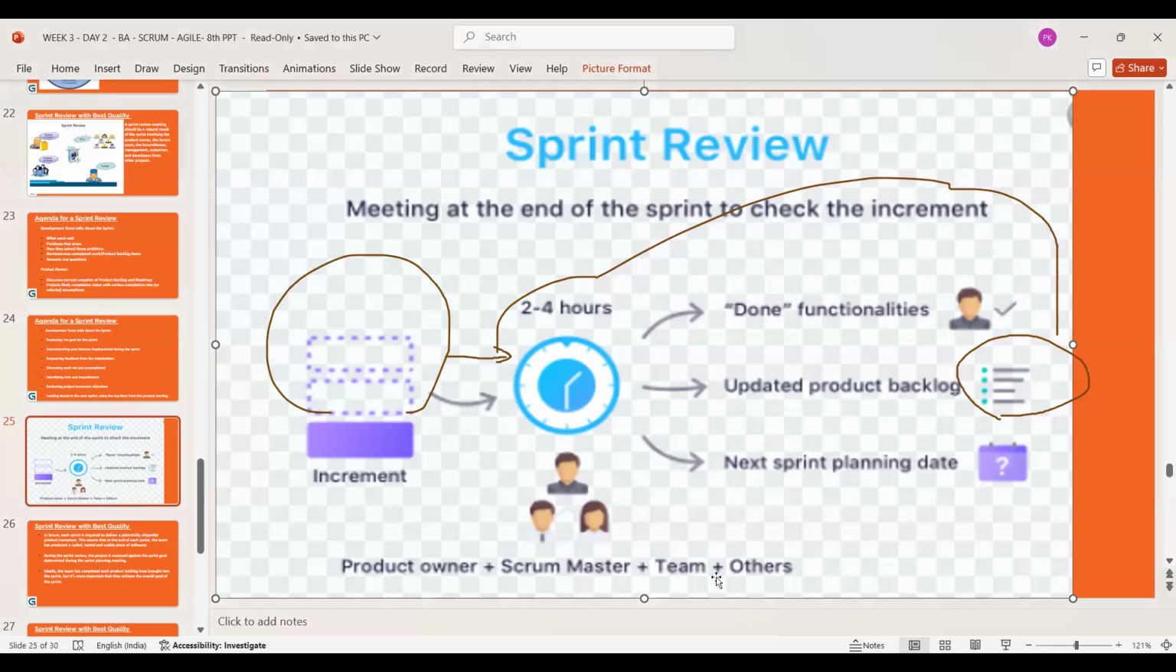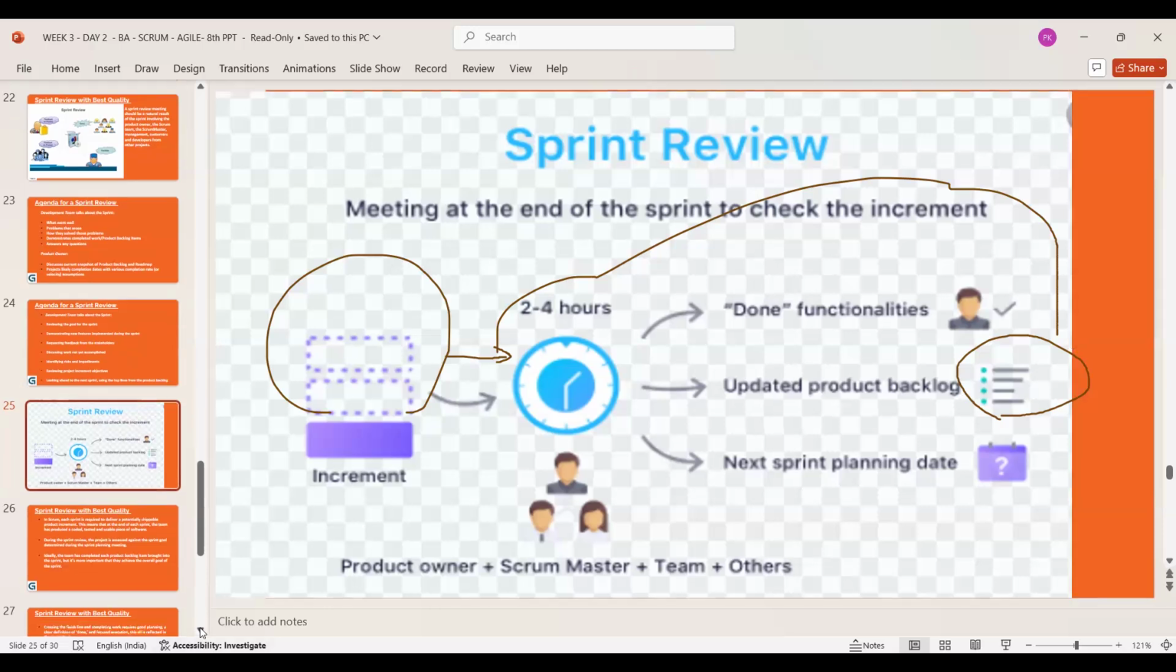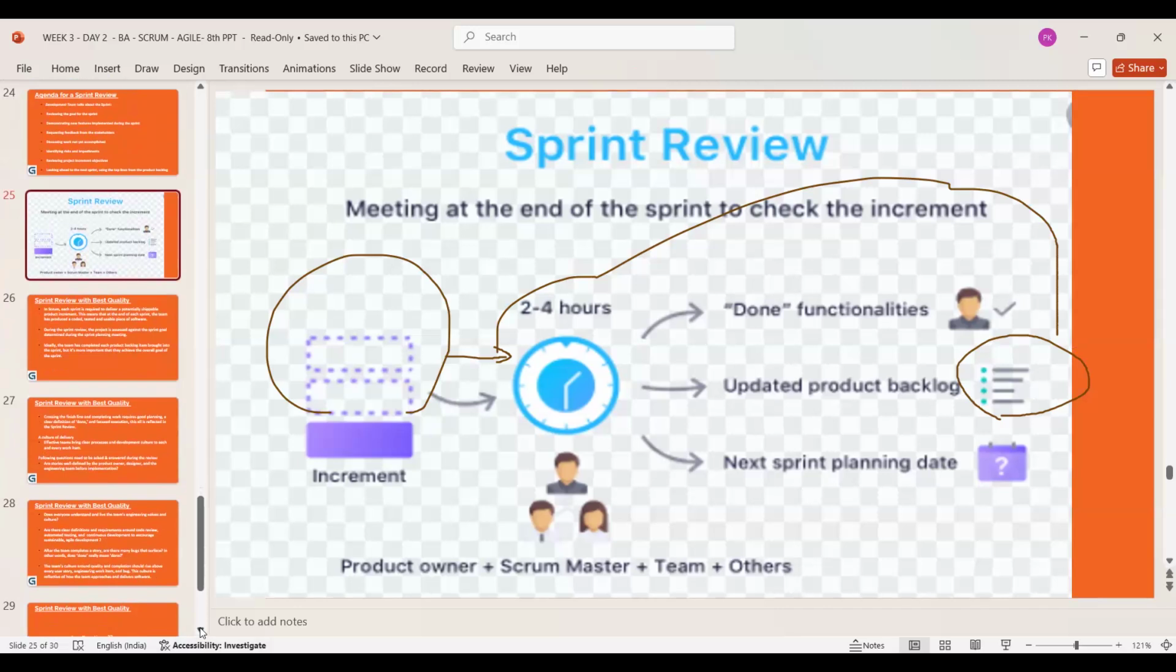And now, as you can see here, product owner, Scrum Master, development team, they have mentioned this team and others. Others, preferably and most importantly, means all the stakeholders, everyone who is involved in the project directly, indirectly, all of them are mentioned. So is it easy or not? Any doubts in this diagram? Tell me.